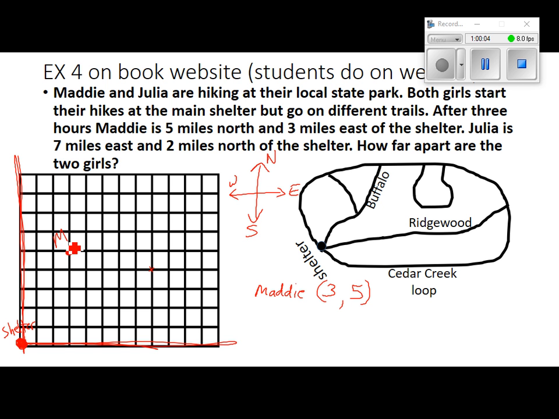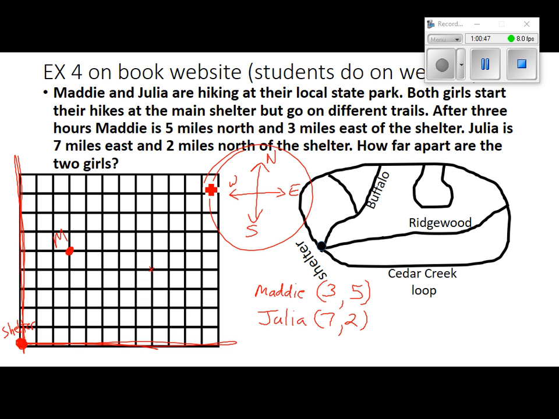What was the other person? Julia. Can we make her into a coordinate? Our ordered pair? She did 7 miles east, 2 miles north. 7 miles east, what's that going to be, our X or our Y? 7 miles east and 2 miles north. Now, looking at this, looking at the north, south, east, and west, we may have sort of got lucky here. Might we have used the negative stuff on this? Yeah, if Julia went south, what would we have needed? A negative point. The negative part, all right?